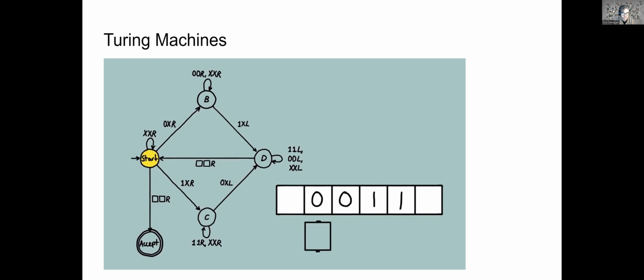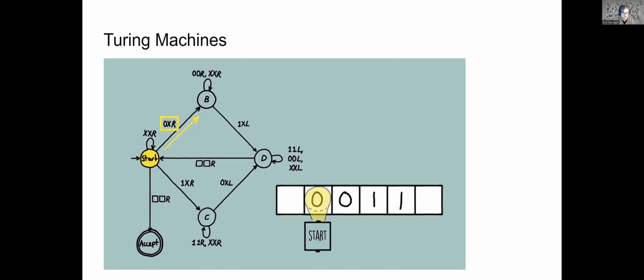The start state tells the machine, if I find a 0, I will replace it with an X, move to the right and into state B. If I find a 1, I will replace it with an X, move to the right and into state C. If I find an X, I'll leave it alone and stay in the start state. If I don't find any ones or zeros and only encounter blank squares, they must have all been paired up, so I move to the accept state. So at the moment, our scanning head is in the start state.